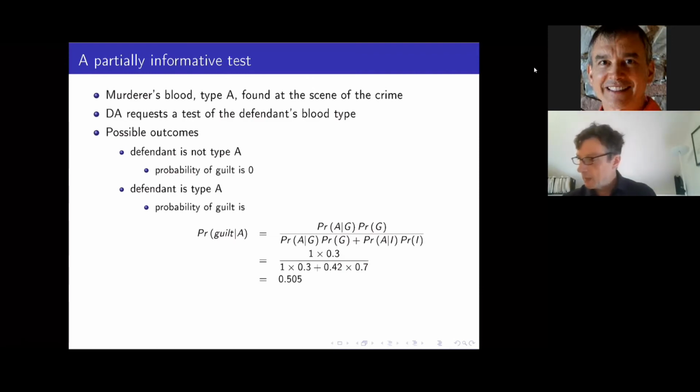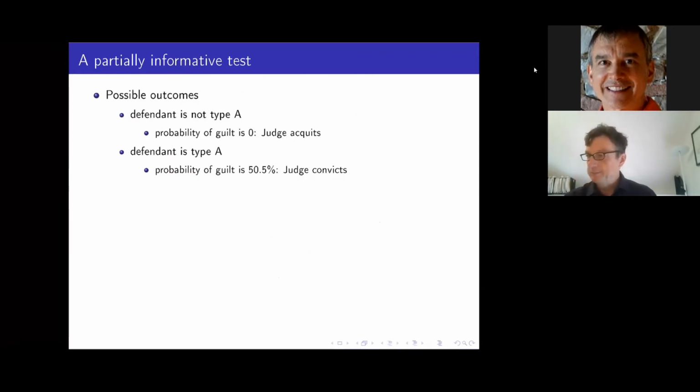Okay. So now, what are the outcomes? Well, if the judge believes that information, then the probability of guilt is 0 if the defendant is not type A, and so the judge acquits. But on the other hand, if the defendant has type A, then the posterior probability now exceeds 50%, and the rational thing for the judge is to obtain a conviction.